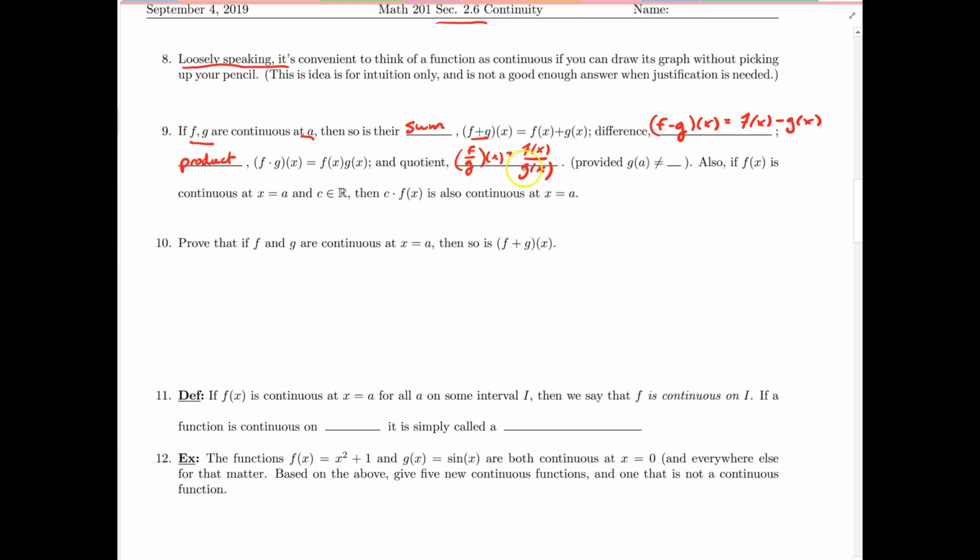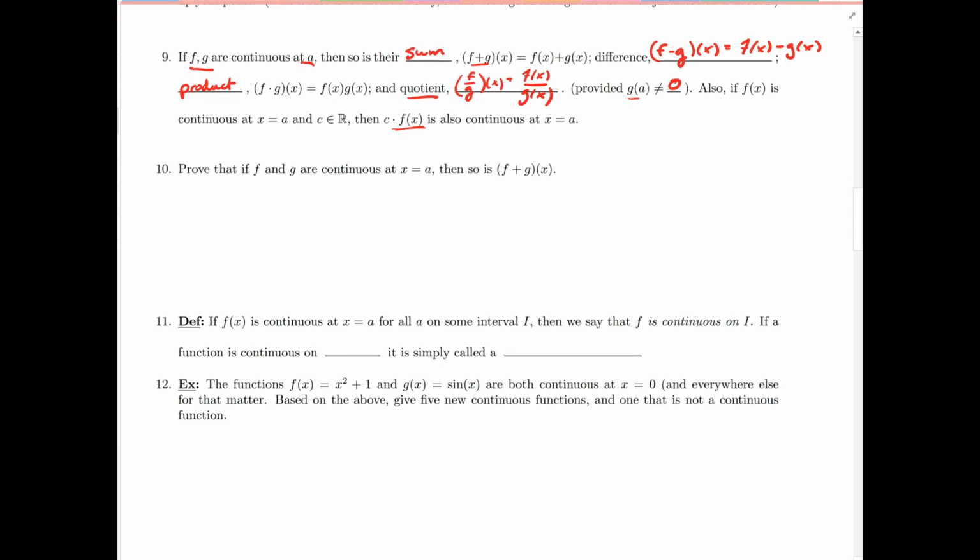But be careful, as often happens in math, we have a caveat. We would not be continuous if g of a were 0. So this fourth property only holds if the denominator of this quotient function is not 0 at x equals a. Also, if f is continuous at a point, then so is the function that is a constant multiple times that function.